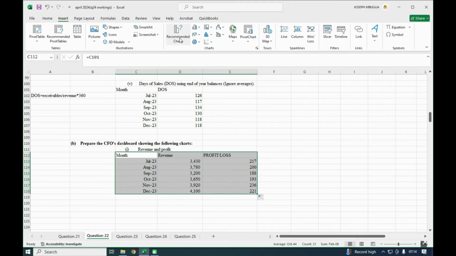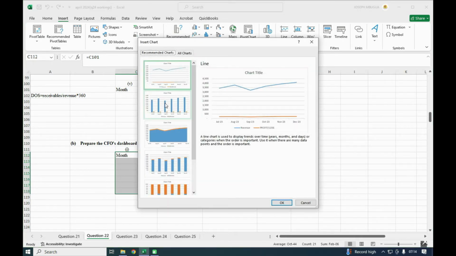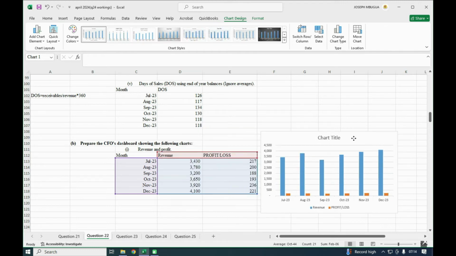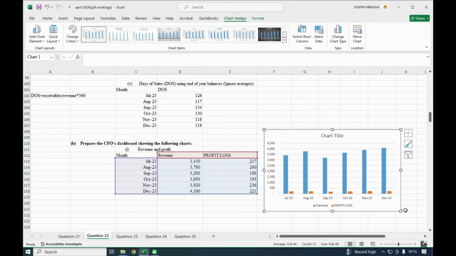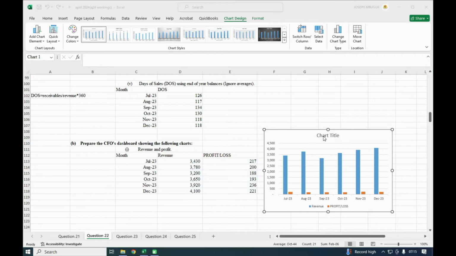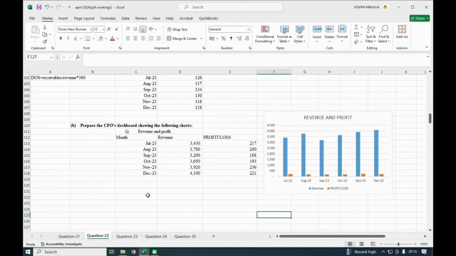So insert the recommended chart. Normally the best one to show is a bar, the bar that will show that particular comparison of revenue and profit. So here our chart title, we shall call it revenue and profit. That is the revenue and profit chart, the first one that we needed.